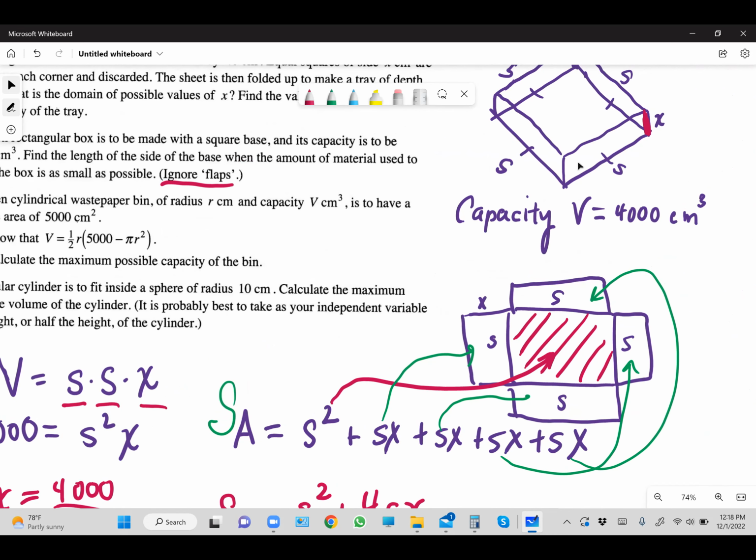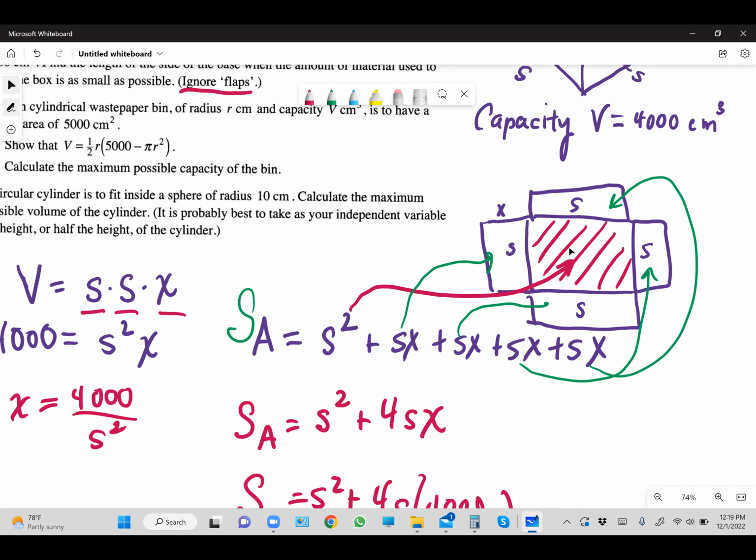Because the material that makes the box, we call it surface area. The surface area was S squared plus the flaps. I'm thinking that this is the part that makes the walls of the box, right? Do you see how I got that area? The area that makes up the box, when I open it up, is S times S plus 4 of these, which are each S times X. So that allows me to write it like that: S squared plus 4SX.